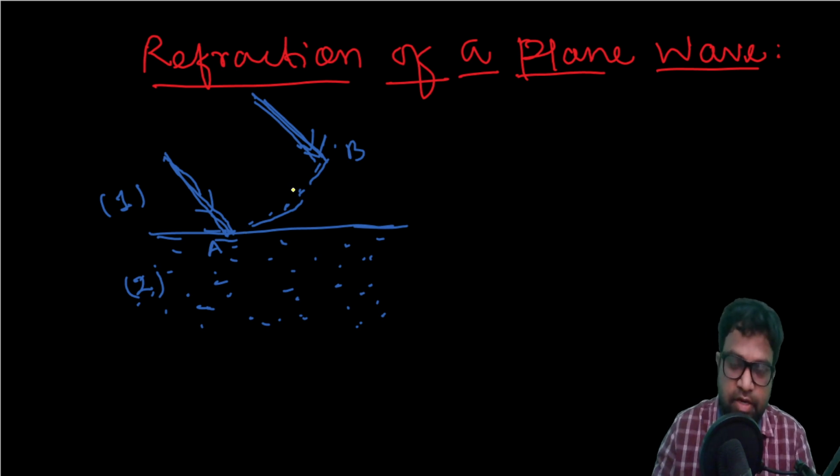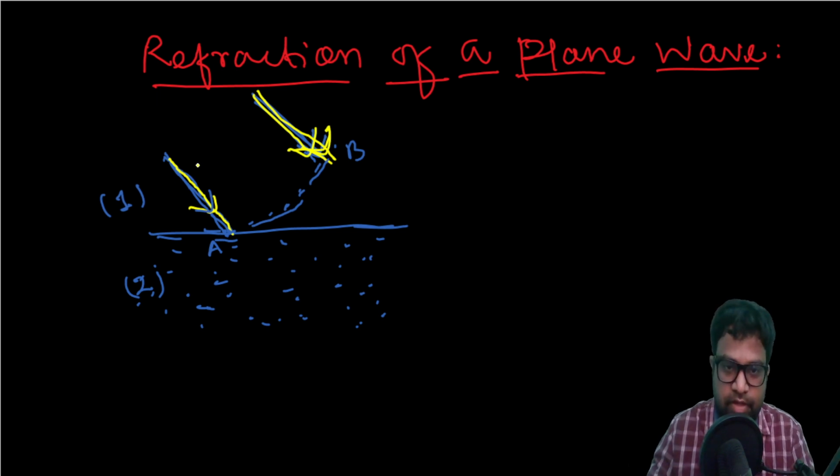Now just try to understand the logic. It will be very easy. So what is the logic here? The logic is that it's a wave front, right? So AB is a wave front which is coming. So see carefully.